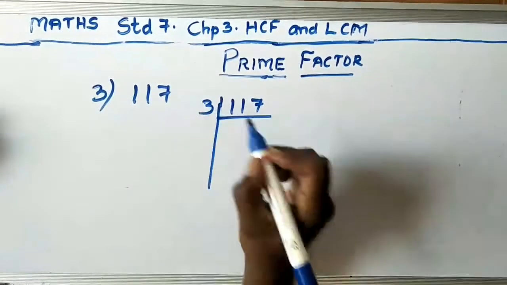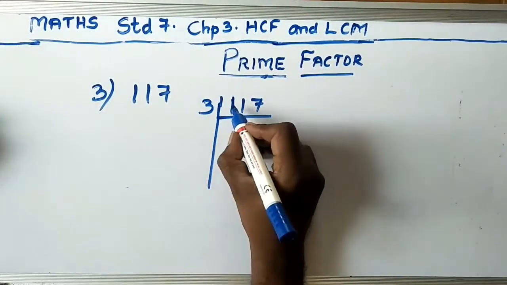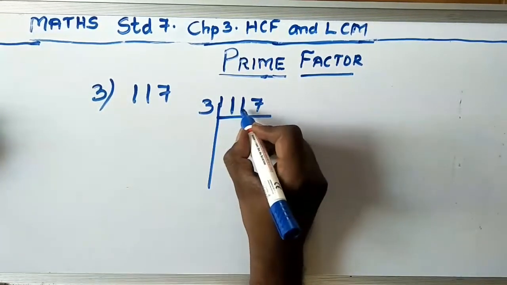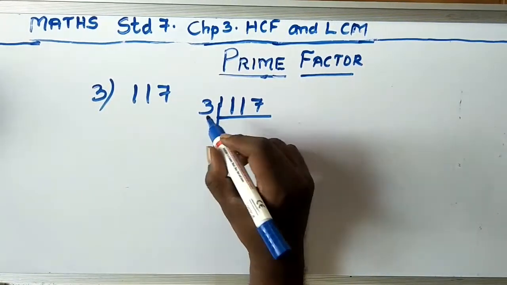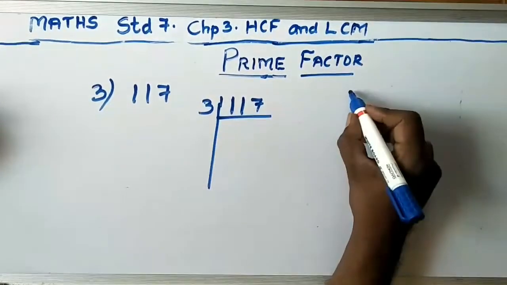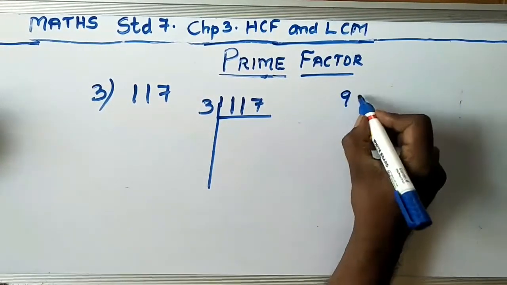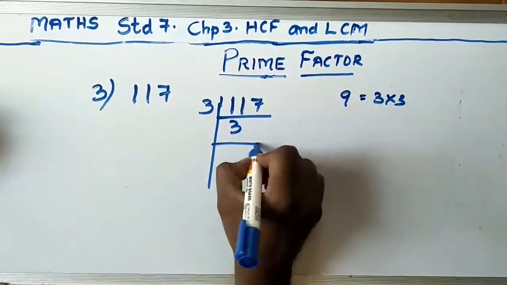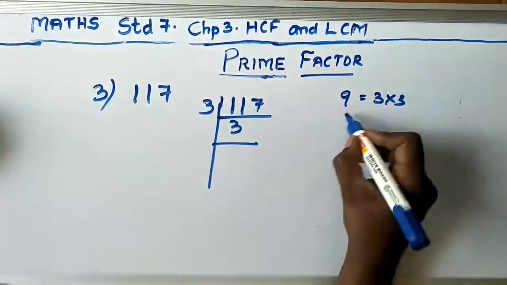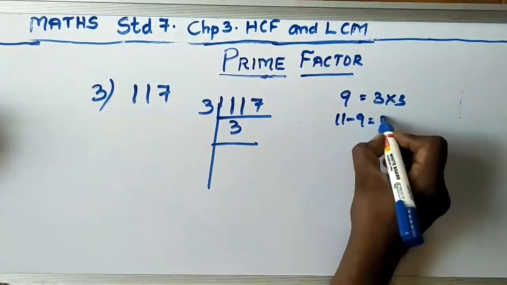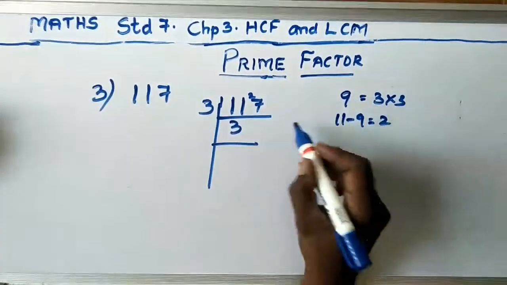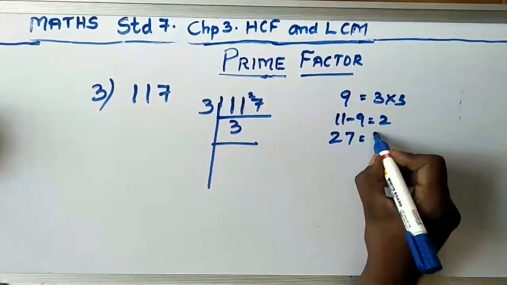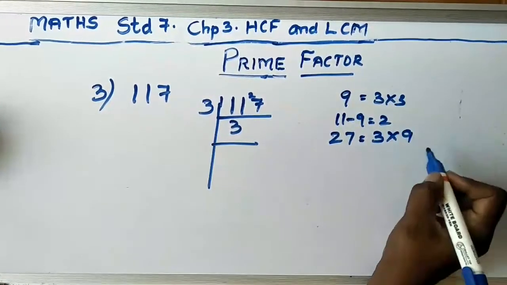So write here 3. Now take a single digit. Single digit is smaller than 3. So take a 2 digit number. 11. 11 doesn't go in 3 table. But less than 11 is 9. That is 3 into 3 is 9. So I'll write here 3. 3 threes are 9. So 11 minus 9 is 2. So 2 is carried over here. It becomes 27. 27 also goes in 3 table. How many times? 3 into 9.